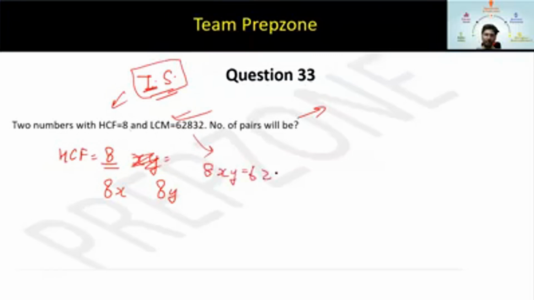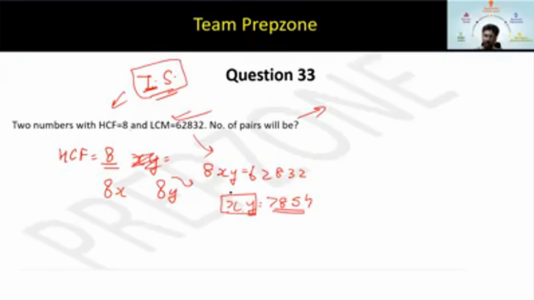This is given as 62832. What is the value of xy? 7854. You know that x and y are co-prime. Now what should be the answer? Till here, I think every one of you would be comfortable, right? This is very simple. Till here this should be easy, right? The value of xy is 7854.